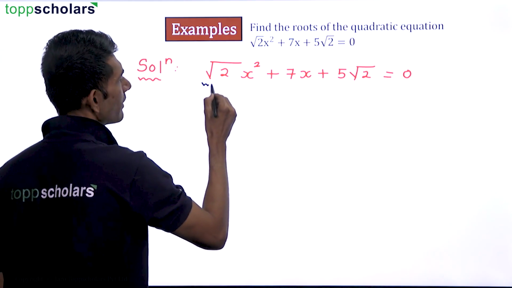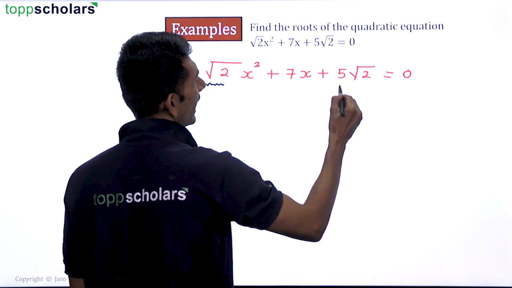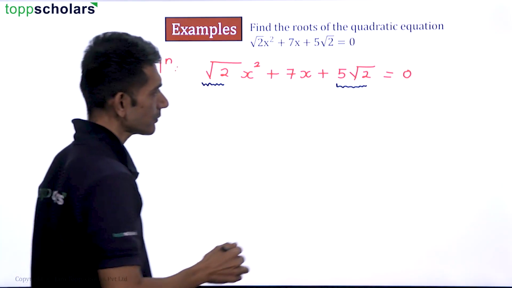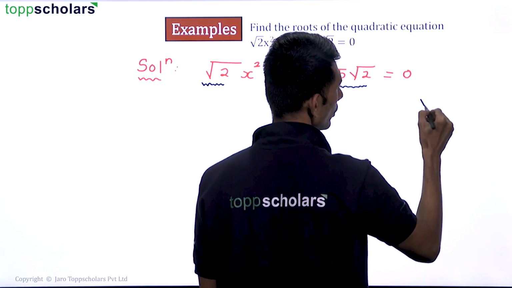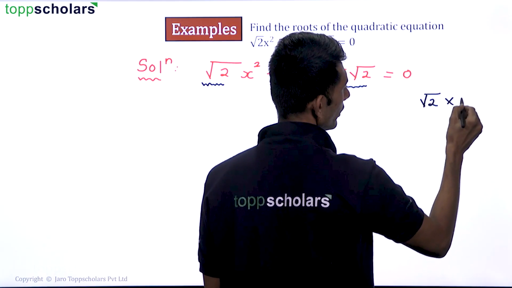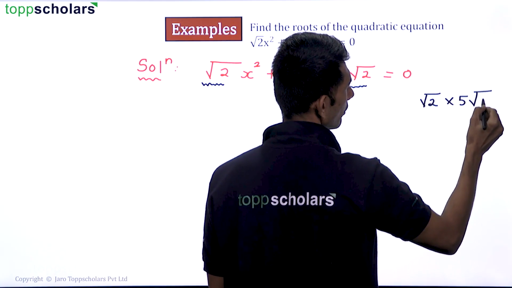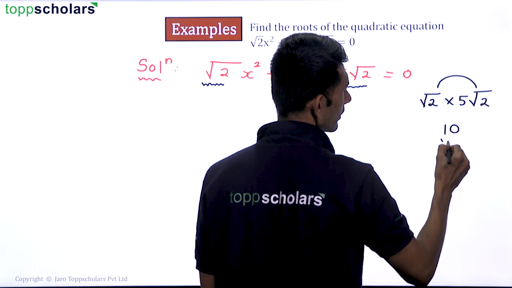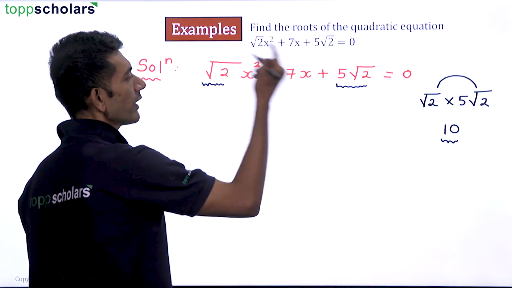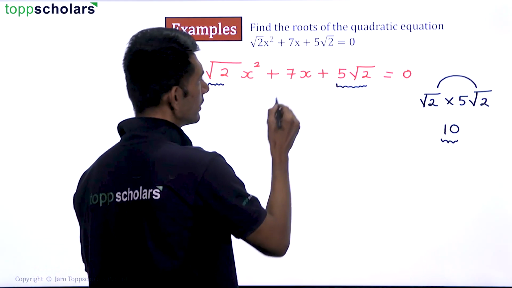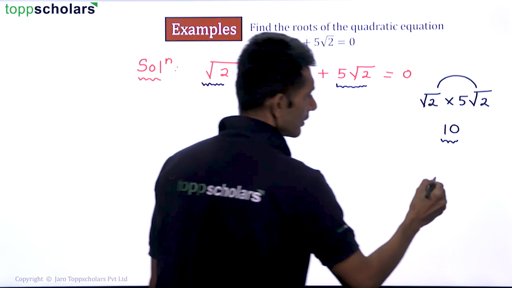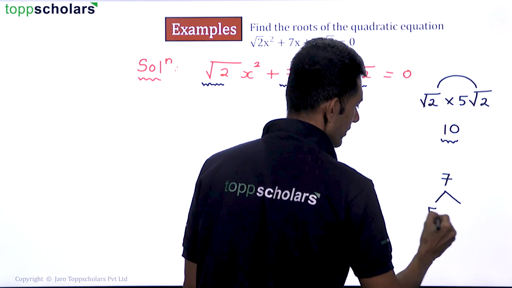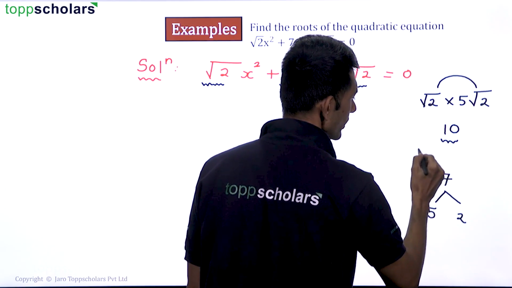Now, what will happen if I multiply the first term and the last term? What is root 2 into 5 root 2? Can I say root 2 into 5 root 2? Root 2 into root 2 is 2, 5 2s are 10. Root 2 into 5 root 2 is 10. What is the middle term? The middle term is 7. So can I say 5 plus 2 is 7 and 5 into 2 is 10?